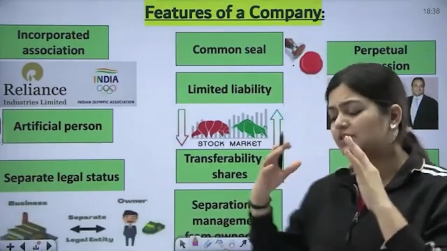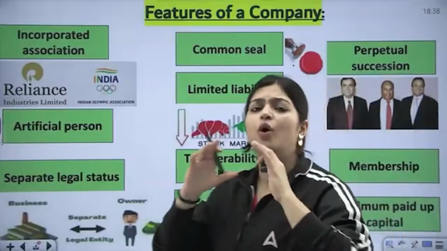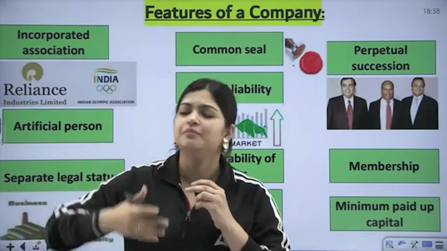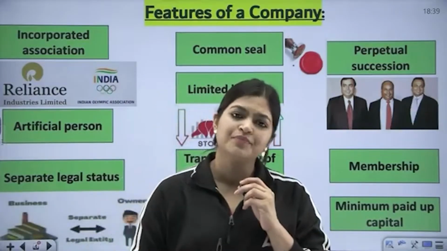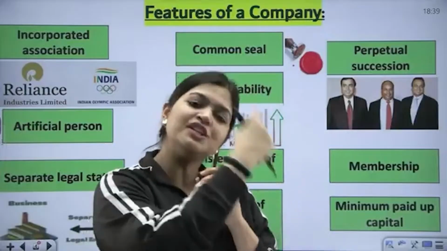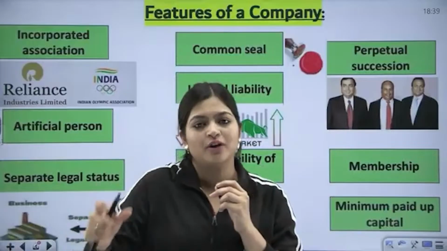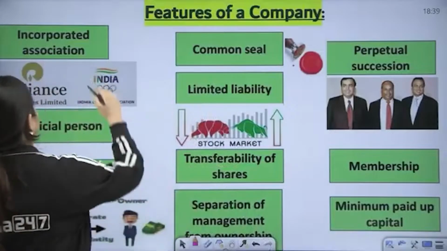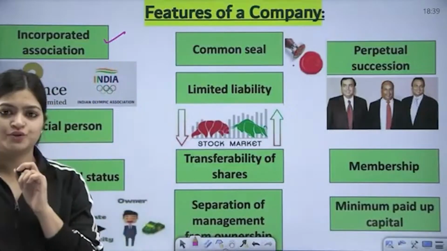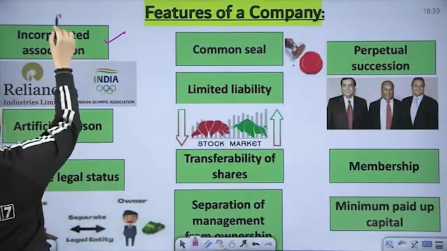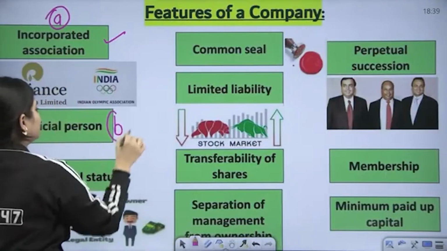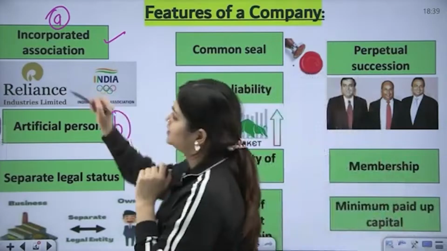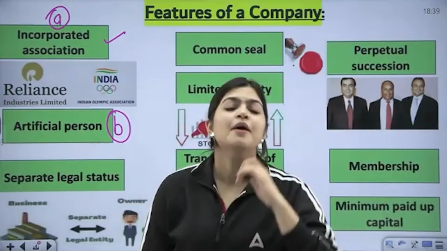Now when we talk about Tata, Reliance, Adani Group, they all are companies. But what are the special features? Why are we calling them a company and not an individual? What is the basic difference? Because of these features, you will understand why we are calling them a company. So let's start with the very first one, that is incorporated association, and along with that we are going to complete the second feature also, that is artificial person.